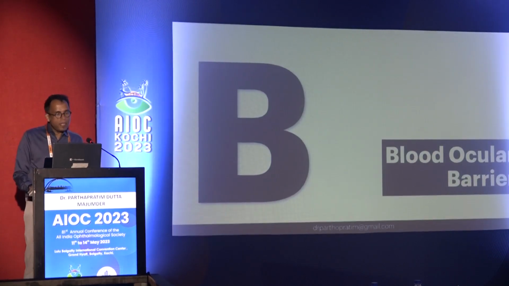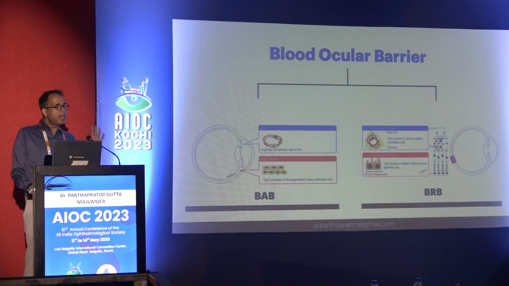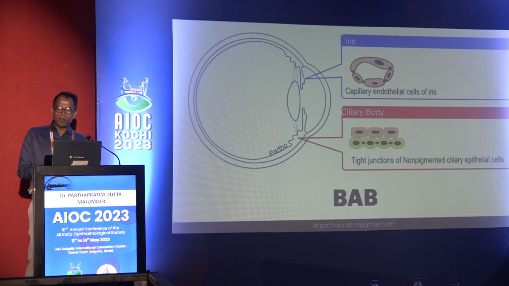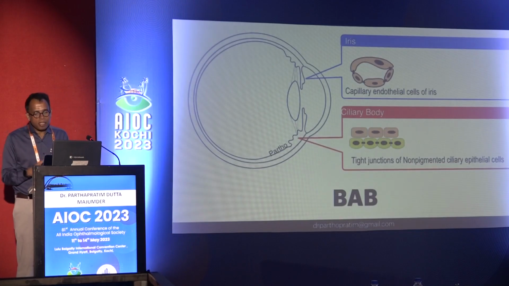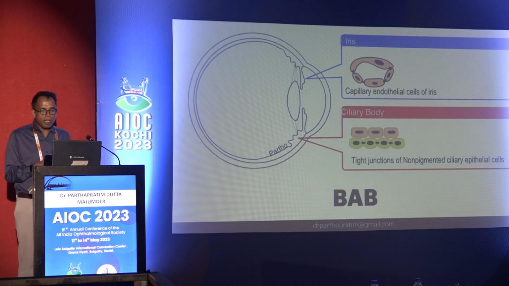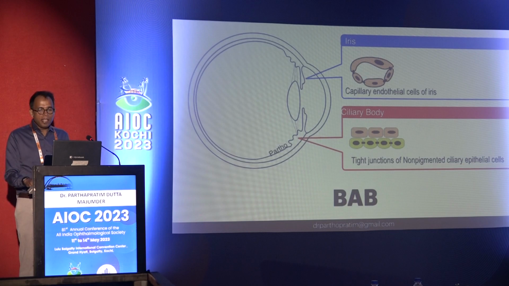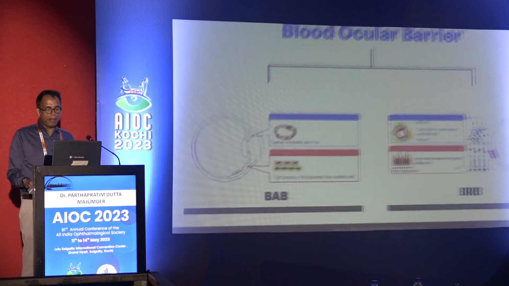Now coming to the next topic, the blood ocular barrier. There are two types of blood ocular barrier. One is the blood aqueous barrier. What is the blood aqueous barrier? The blood aqueous barrier is composed of the tight junctions of the non-pigmented epithelium of the ciliary process, the endothelial cells in the iris vasculature, and the inner wall endothelium of Schlemm's canal.